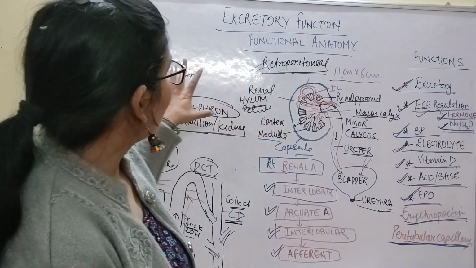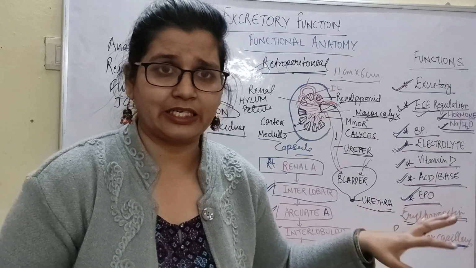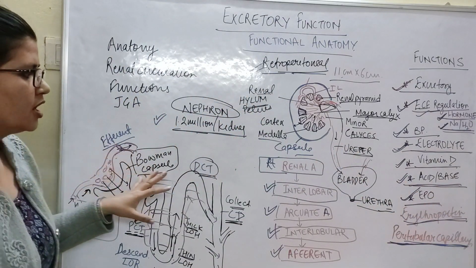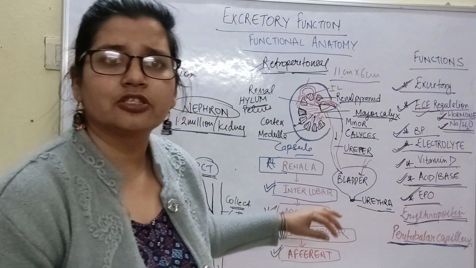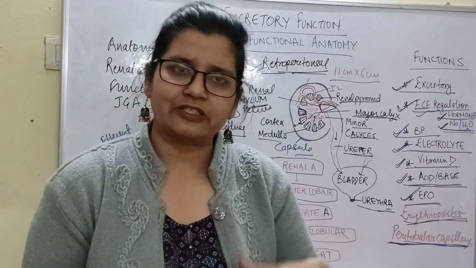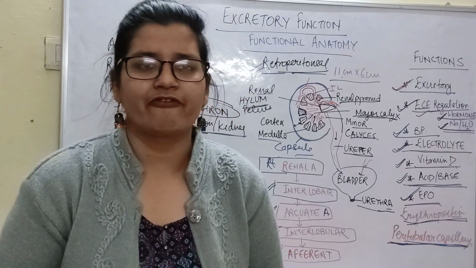So this is all about the functional anatomy of the excretory system. We have talked about the structure of kidney, the structure of nephron, renal circulation and function of kidney. So that's all about today's video. Next we'll be talking about what is JGA and the function of JGA.